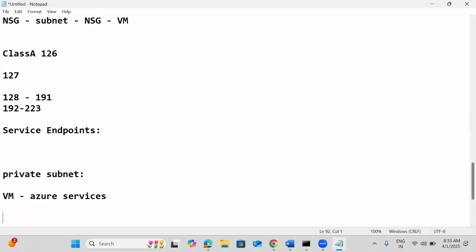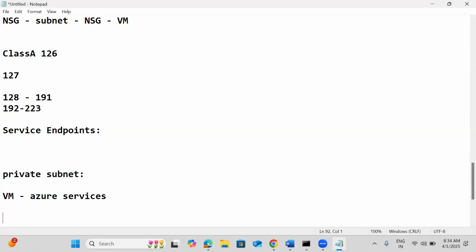With which PaaS resource our subnet wants to communicate, we can provide that, such as Azure Storage, SQL Database, or Key Vault. If we want to connect to app services, we need to create the service endpoint. What is the advantage? In a secure way, over the private network itself, our VM is able to communicate with Azure PaaS-based services. But the limit is that it works within the region itself.